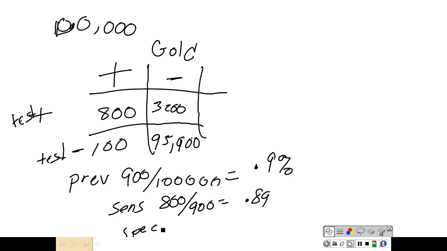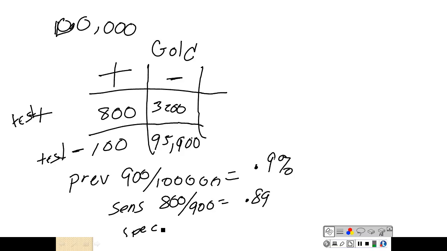What is specificity? Sorry? How many people tested positive for it, basically? That's sensitivity. So specificity is the number of true negatives. Yeah, so the number of people that don't have the disease that tested negative, divided by everybody that's truly negative. Because specificity is talking about if you do not have the disease, what's the probability that you're going to test negative?